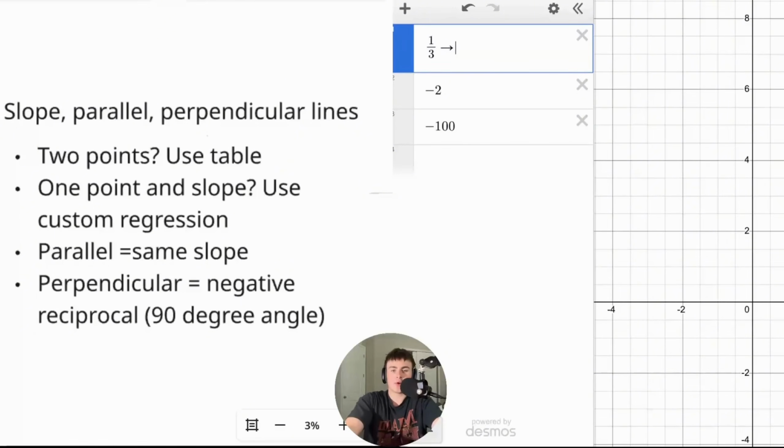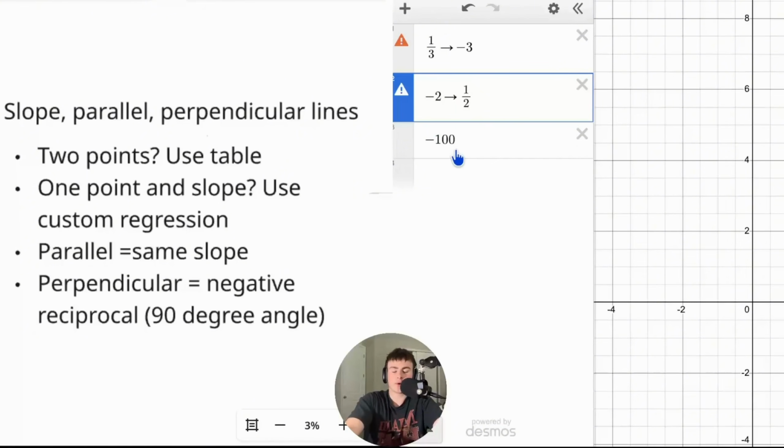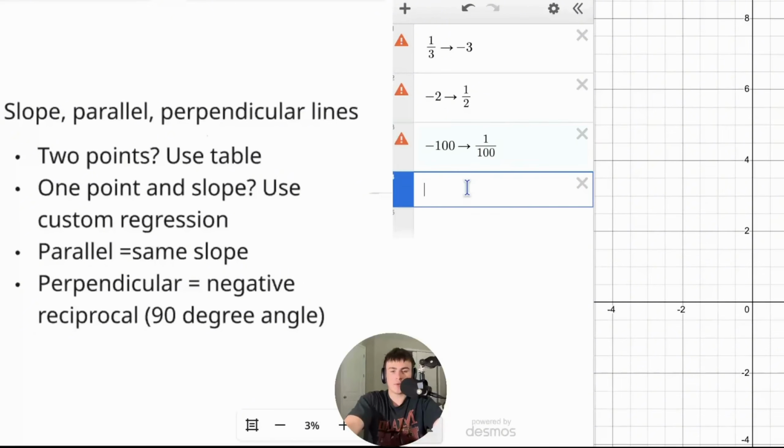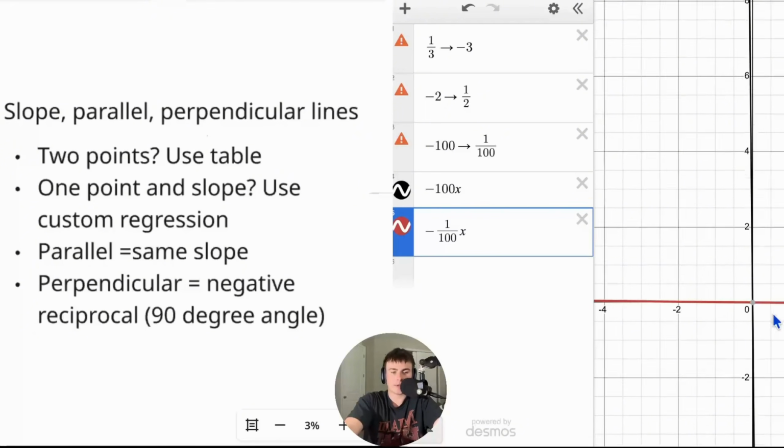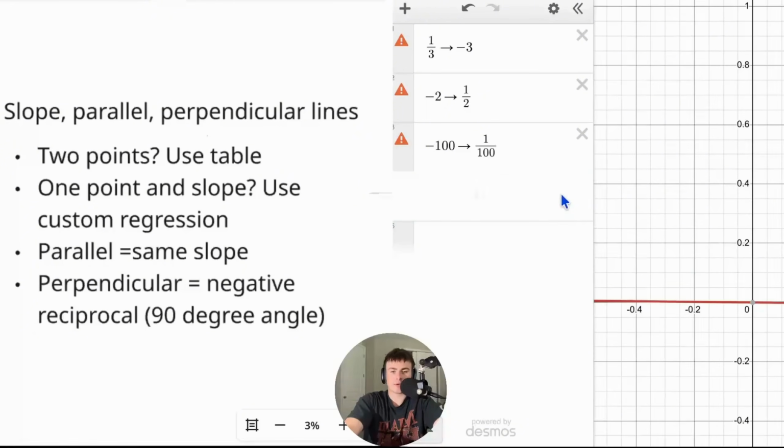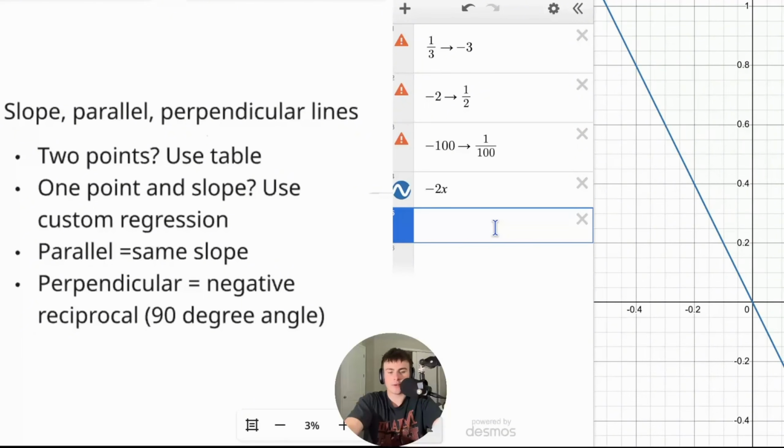So this would turn into flipped, so 3, and negative, so negative 3. Negative 2 would turn into positive 1 over 2. And then negative 100 would turn to positive 1 over 100. So these are all the negative reciprocals, and I can show you this visually because they're all going to form 90-degree angles. This one actually might be pretty hard to see, but this is a 90-degree angle. Maybe I'll show you negative 2x and 1 over 2x. This is 90. You get the point, okay?